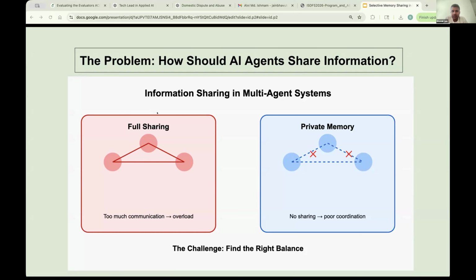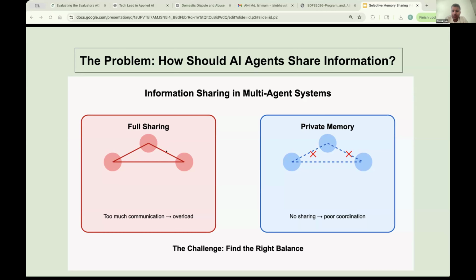But in practice, this creates too much communication. Agents get overwhelmed with irrelevant information, and the system becomes noisy and inefficient. So, more sharing actually starts to hurt performance. On the right side, we have the opposite extreme, which is private memory. Here, agents don't share anything at all, and each agent works in isolation. This avoids communication overhead, but now agents lack context, they duplicate work, and coordination breaks down. So, here, the problem is not noise, it's lack of collaboration.